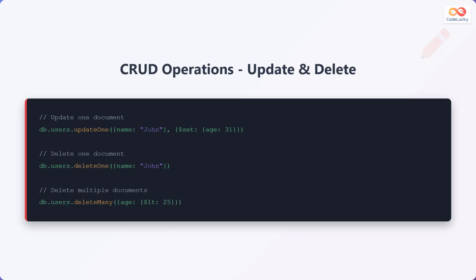To delete a single document, use the delete_one method, providing a query filter to select the document to be deleted. For example, db.users.delete_one, and then within parentheses, type curly braces with name John. To delete multiple documents that match a certain criteria, use the delete_many method. For example, db.users.delete_many, then within parentheses, type curly braces with age, $lt 25.